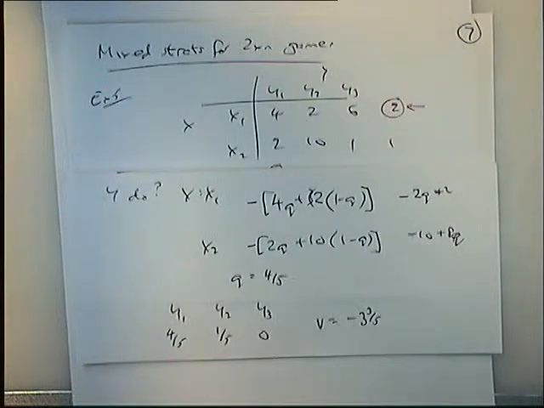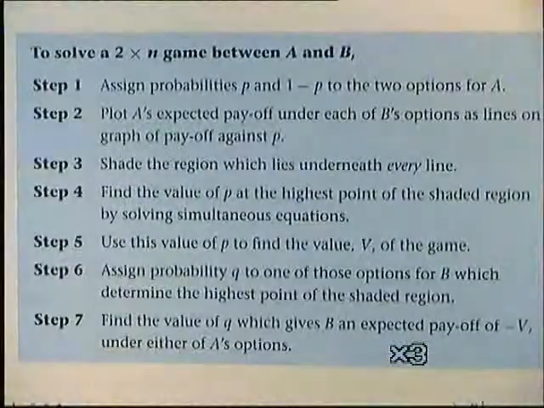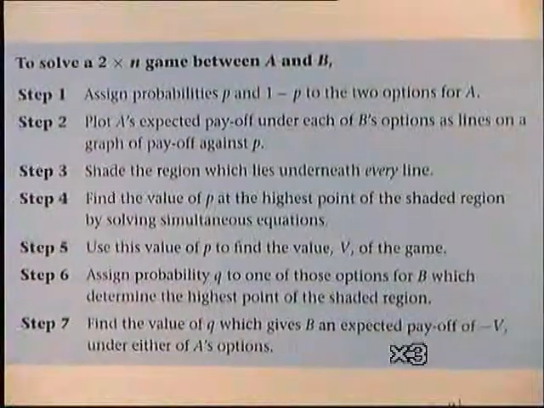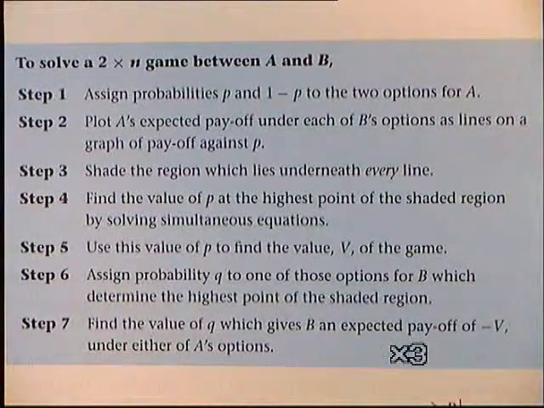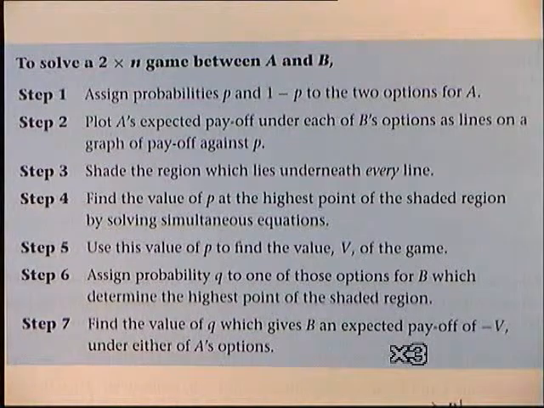There was quite a good summary, I thought, of the 2 by n game. This is page 86 of your OCR books. That is the process you go through to solve a 2 by n game. I thought actually that summarised it quite well.